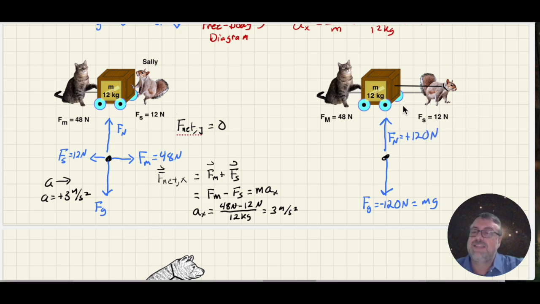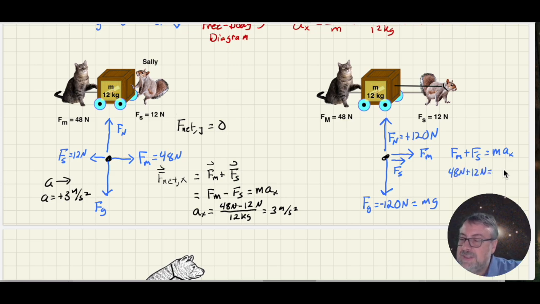Now, since Max and Sally are both pushing in the same direction, I would have 2 arrows pointing to the right. Here is the force of Max. Here is the force of Sally. And I would say that now force Max plus force Sally equals ma in the x direction, or this would be 48 newtons plus 12 newtons equals 12 kilograms times ax.